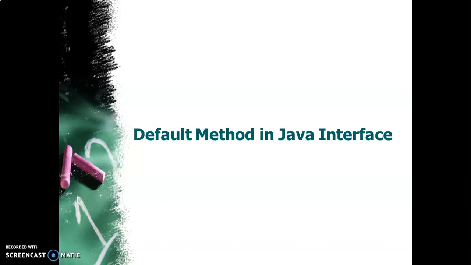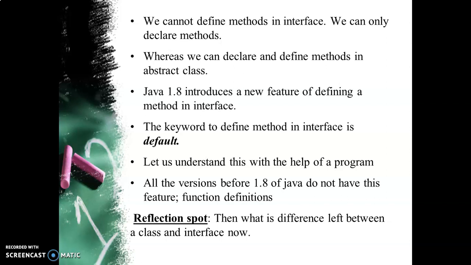We know that in interface you cannot define methods. Let us see again. We know that we cannot define methods in interface. We can only declare methods, whereas we can declare and define methods in abstract class. Now, this was up till Java 1.7.